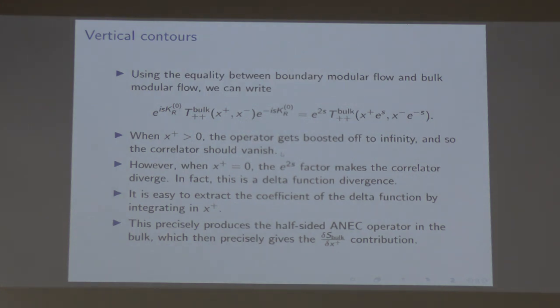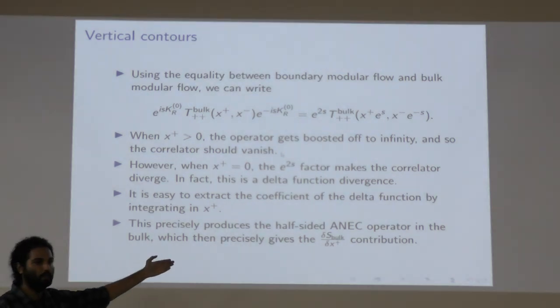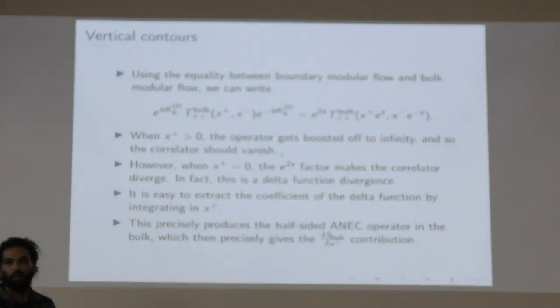And it's not hard to extract the coefficient of this divergence. Once you know that there's a divergence, you just integrate an infinitesimal amount in x plus. It's very easy to show that this infinitesimal integral in x plus generates, because of this infinite boost by lambda, the half-sided integral of bulk T plus plus from 0 to infinity, which, from other arguments, is known to be related to the first x plus derivative of the bulk entropy.